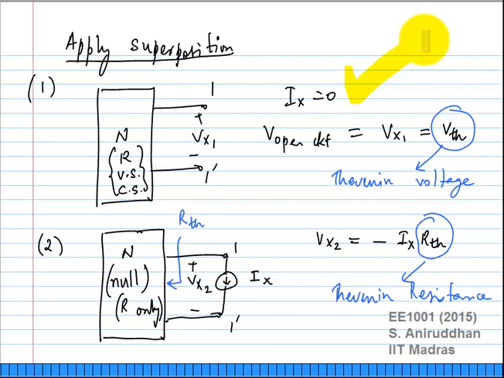The next part of the superposition is you take the same network N but de-energize all its voltage and current sources. If you have any voltage sources, you're going to make the value 0. In other words, short circuit any voltage sources inside N. If you have any current sources, you're going to make the value of the current source 0, and that means open circuit all current sources. And then you're going to apply this Ix and find out what the Vx is across it.